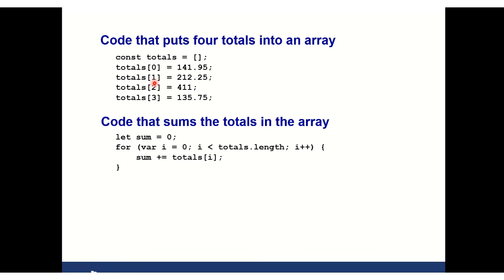So the code that sums the totals in the array is simple. You write let sum equals 0, then you keep on summing it up. You run a for loop. How do you sum the things? You run a for loop, then you sum these totals up in a sequential step along with the iterative for loop.